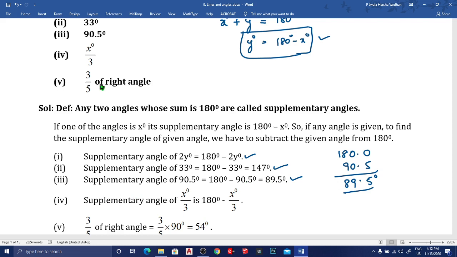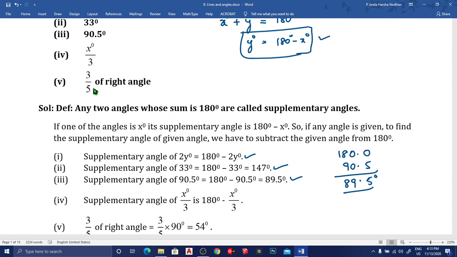Okay, next, the supplementary angle of x degrees by 3. So one of the angles is given. In place of x, you have to take x by 3. So 180 minus x by 3 is the supplementary angle of x by 3 degrees. Simply you have to take this angle in place of x. That will be the supplementary angle.